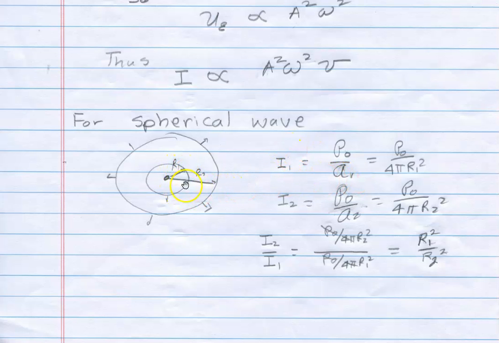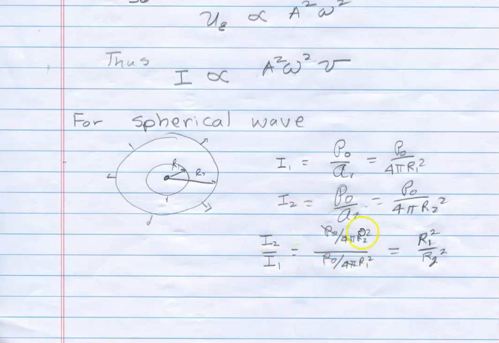The intensity when I measure this along the sphere of radius R1 is P naught divided by the surface area of the sphere of radius R1. The area of a sphere is 4 pi r squared, and for the small sphere, it's R1 squared. When I get out to this region, the intensity is the power divided by the area of this outer sphere, and that's just P naught over 4 pi R2 squared, if R2 is the radius of this outer sphere.